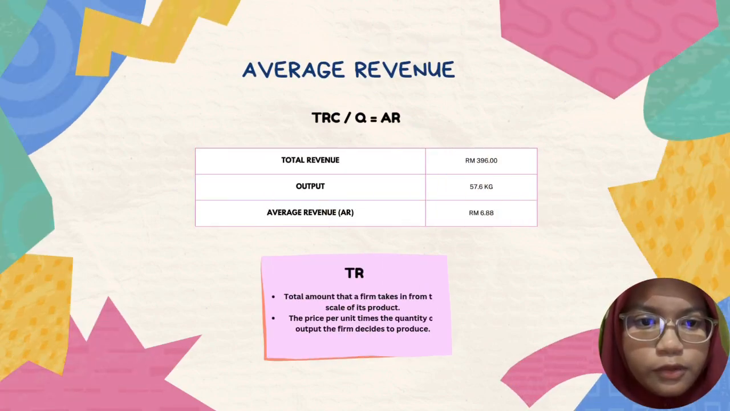Next, we are going to calculate the average revenue. To find the average revenue, the total revenue, which is 396 ringgit, must be divided by the output, 57.6 kg. It will bring us to the average revenue of 6.88 ringgit. What is total revenue? Total revenue is the total amount that the firm takes in from the sale of its product, the price per unit times the quantity of output the firm decides to produce.